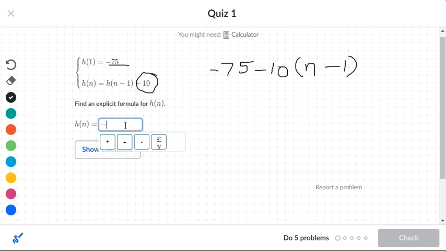So let's go negative 75. Our rule was a negative 10. And then we would go parentheses n minus 1.